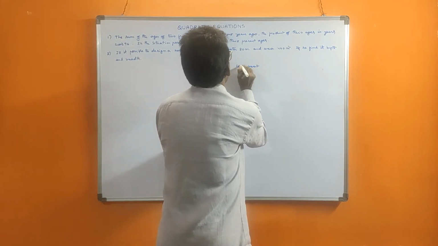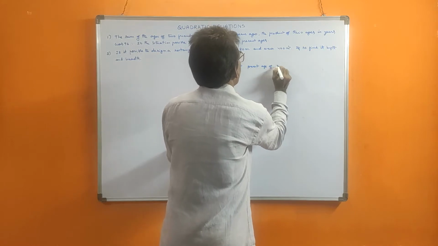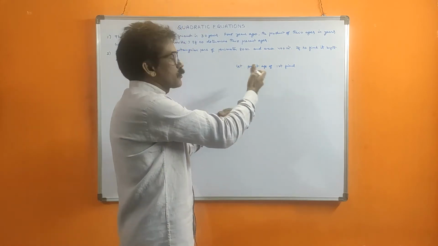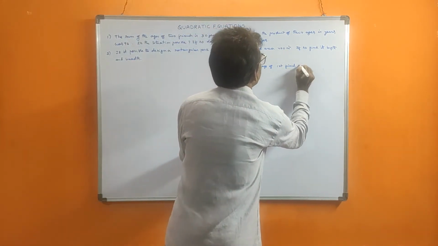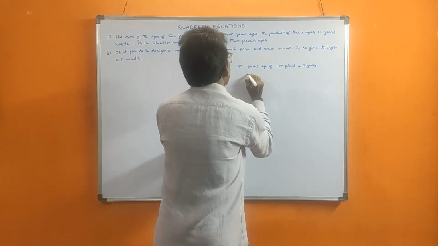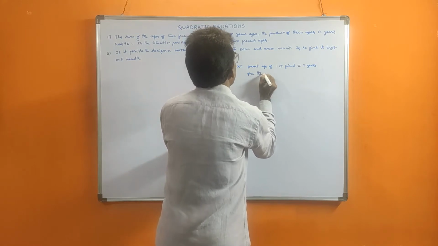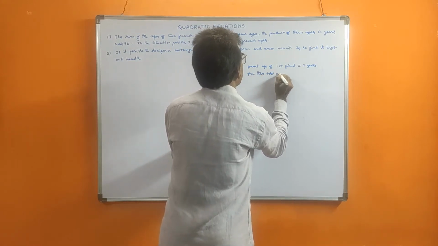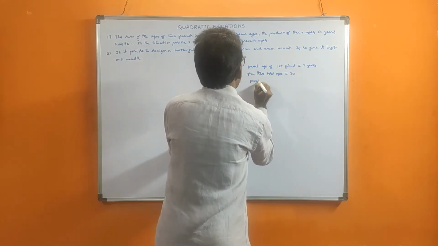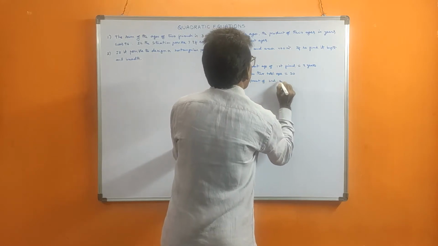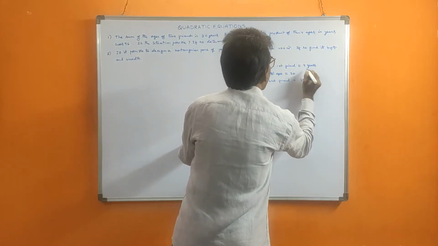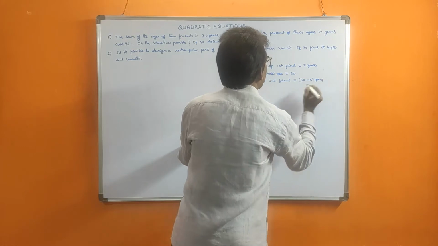Present age of first friend. The friends' names are not given, that's why we will call them first friend and second friend. So, let the present age of the first friend be x years. Given their total age is equal to 30. Therefore, the present age of the second friend is 30 minus x, since one friend's age is already x. So, this is the second friend's age.